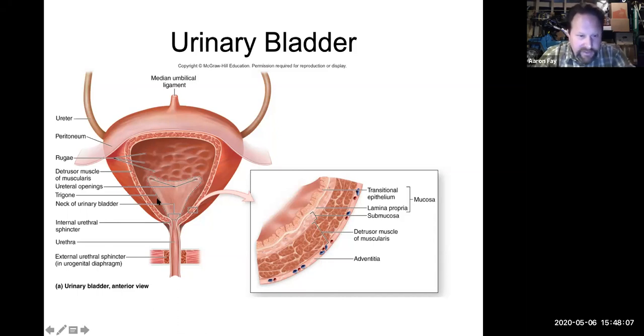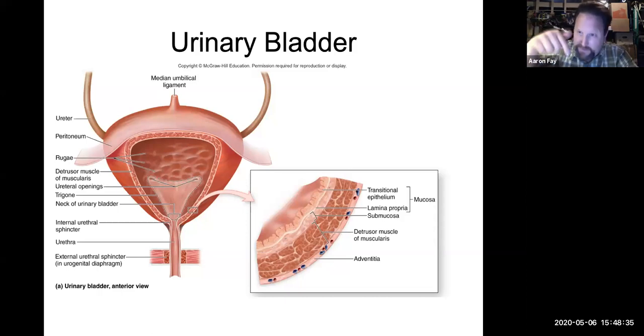So other structures, this triangular shaped structure here is called the trigone. The trigone does not change shape. Normally your bladder acts like a balloon. It swells up when it fills and it contracts when it's empty. It's not like an empty can where water, urine levels go up and down, right? It's more like a balloon that swells up and shrinks depending on how much urine is there. This structure here is called the trigone, which includes the urethral openings and the opening to the internal urethral sphincter.